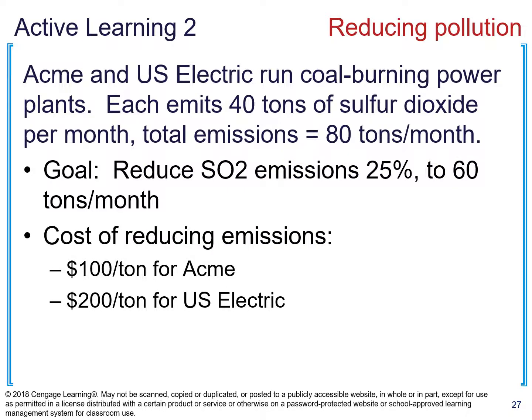Let's look at an example of reducing pollution. Acme and US Electric run coal-burning power plants. Each emits 40 tons of sulfur dioxide per month, so the total emissions equal 80 tons a month. The goal is to reduce sulfur dioxide emissions 25% to 60 tons a month. The cost of reducing emissions is $100 a ton for Acme and $200 a ton for US Electric.